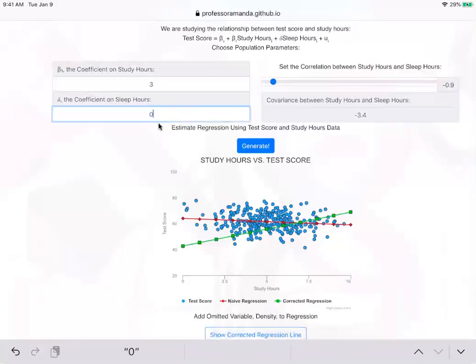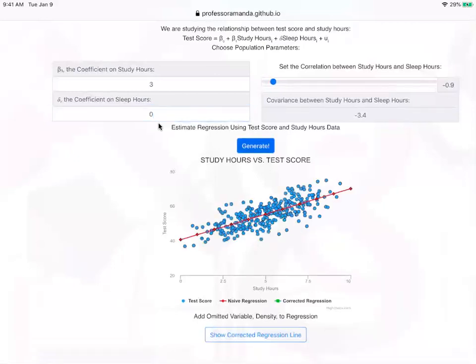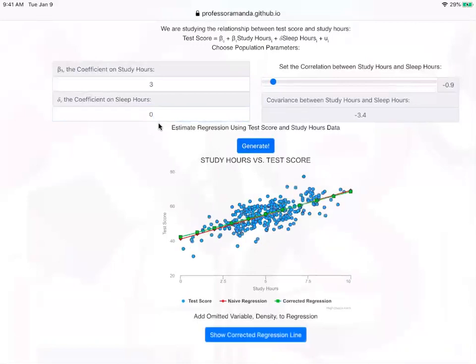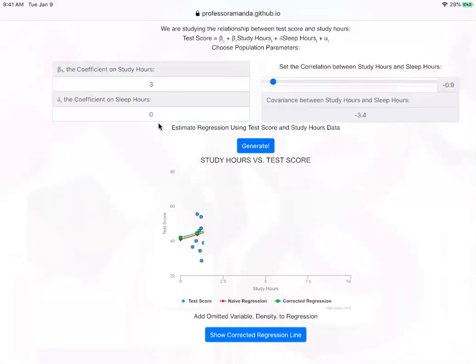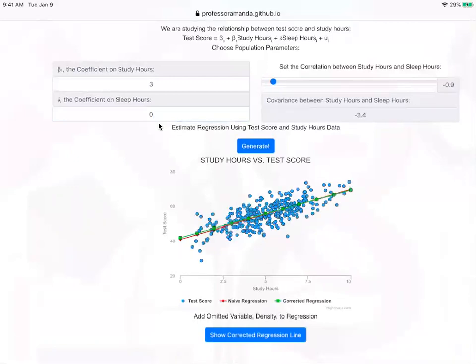Now we can regenerate our data and the naive regression line. And now if we re-estimate the regression and put sleep in the model, what we see is that the corrected regression line is exactly on top of the naive regression line when we weren't including sleep in the regression.